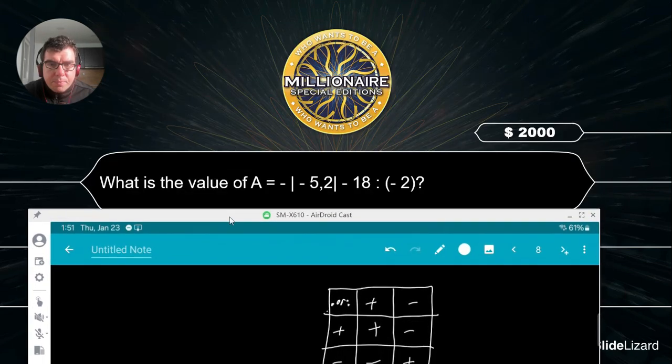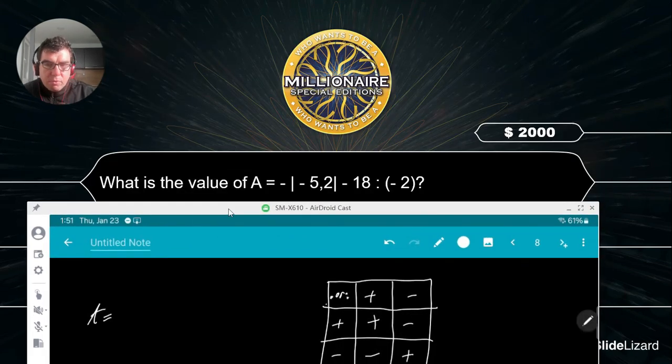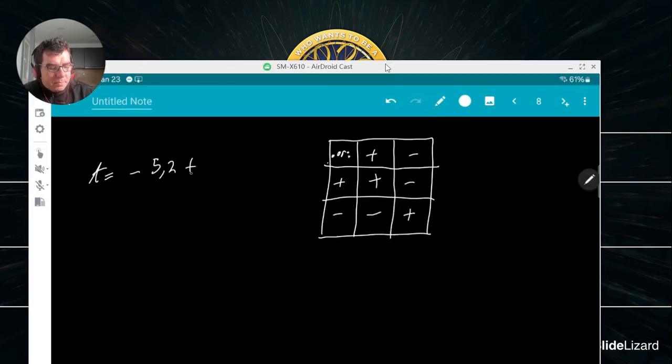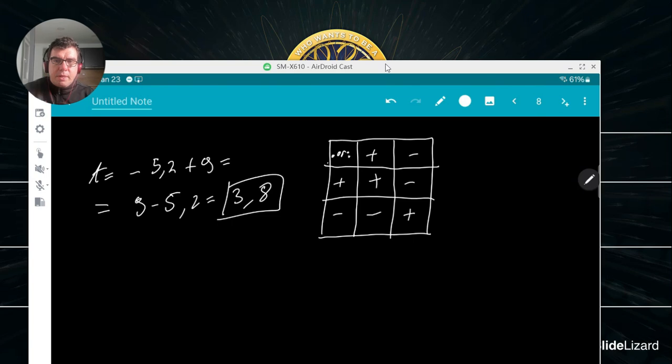We have A equals, copy the minus, the modulo will give us just 5.2, and then minus 18 divided by minus 2 will give us a positive result, that is plus 9. Okay. If I exchange the places, I just get 9 minus 5.2, which is 3.8, and that's the answer. Let's go into the next one.